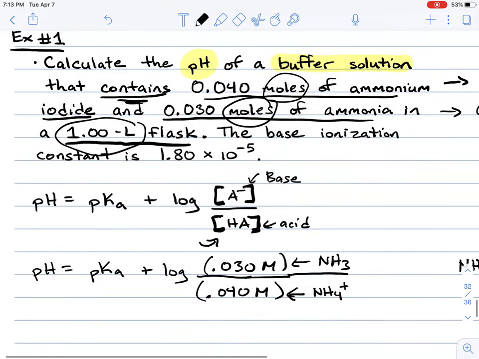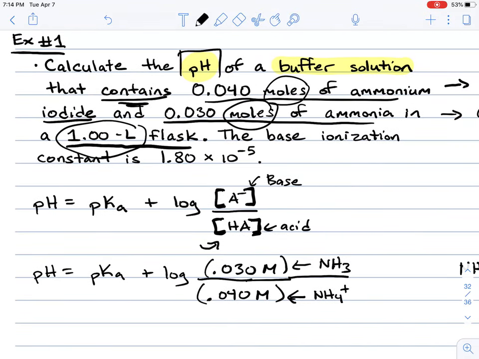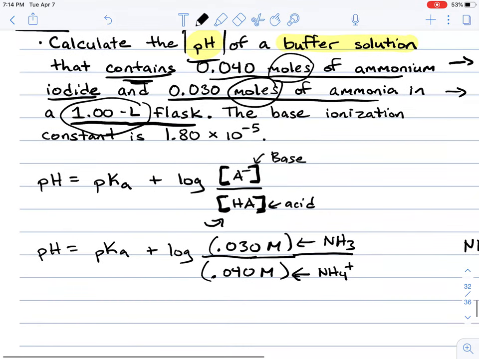And so looking at this problem, remember, I just want to figure out what the pH of the solution is. And so the last thing that I need to figure out is the pKa value. And so if I can get this number, then I can just plug everything into my calculator and I can determine the pH.